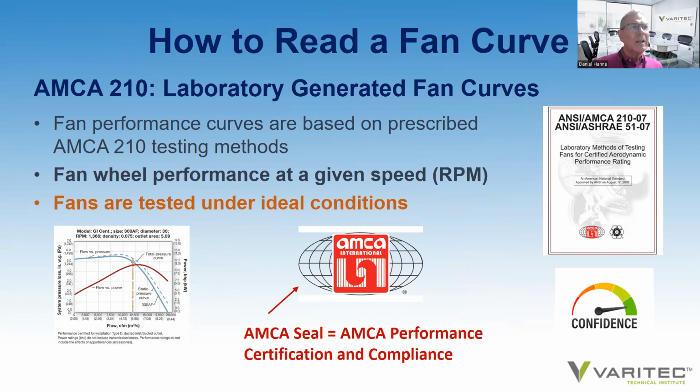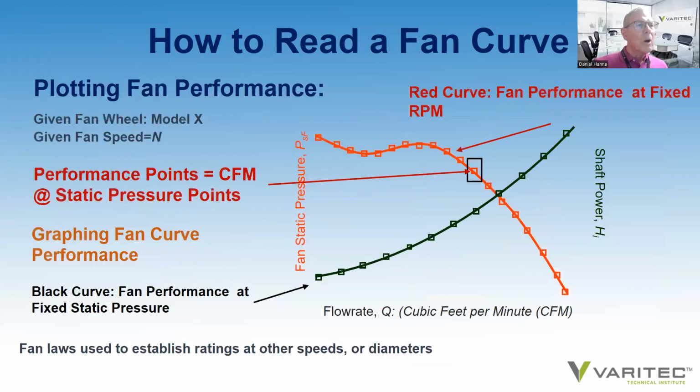Fans are tested at a given RPM, and they are tested under ideal conditions. So if a fan is being tested in an AMCA certified 210 fan chamber, a fan speed is assigned at a fixed speed, 1200 RPM, 1600 RPM, 1800 RPM. And based on that fan wheel rotation rate, we start at a zero pressure drop through the test chamber, as I had mentioned before.